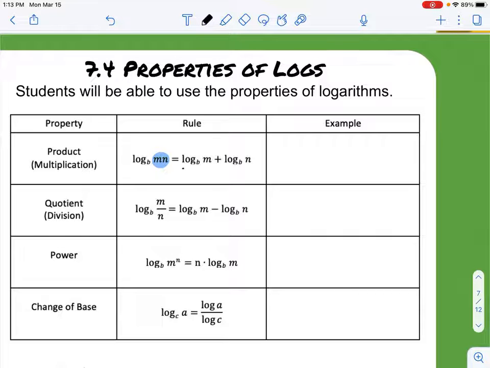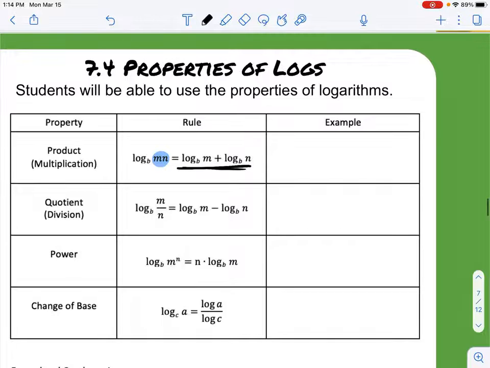Now, if you have a product with a logarithm, you can actually split it into two separate logs with m and n separated. So, for example, if you have log base 3 of 7 times x, that is equivalent to saying log base 3 of 7 plus log base 3 of x.